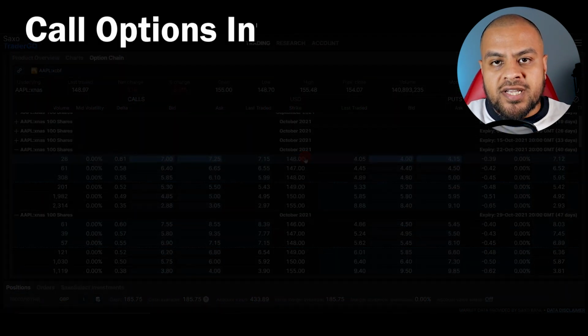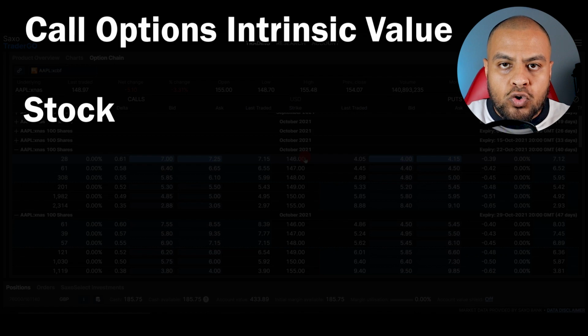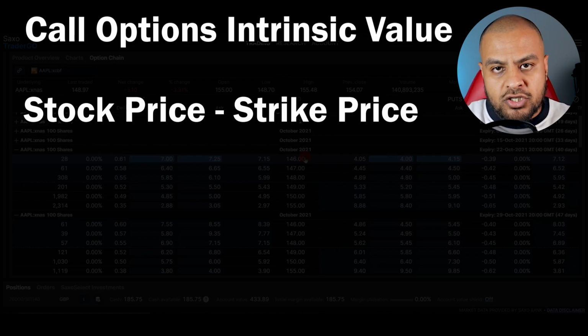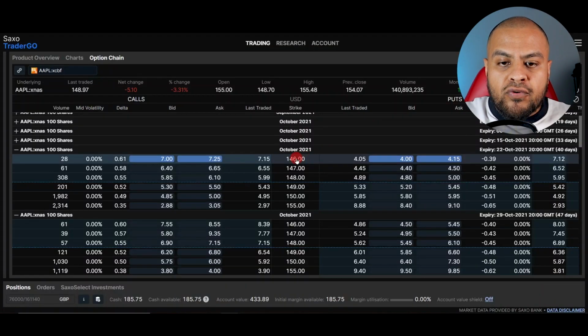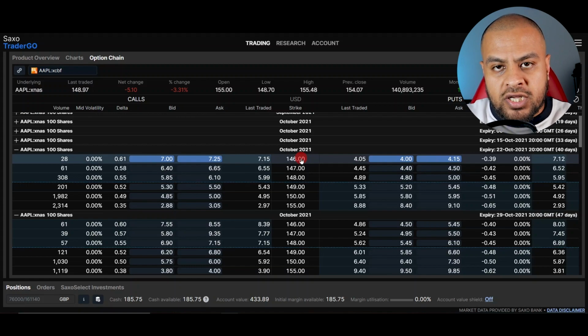To find the intrinsic value on call options, it's always the stock price minus the strike price. So what this $146 means is that I have the right but not the obligation to buy 100 shares worth of stock at $146 with an expiry date of 22nd of October. And it's also a term we call in the money. That I'll talk about and explain later on, so make sure you keep watching till the end.